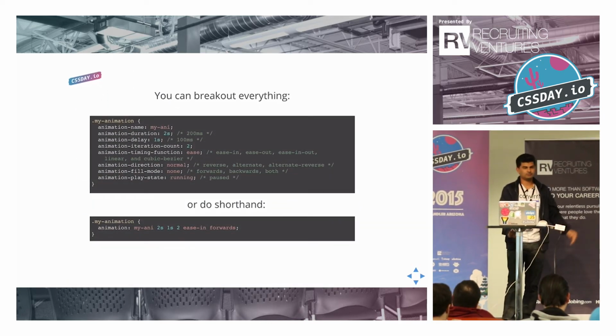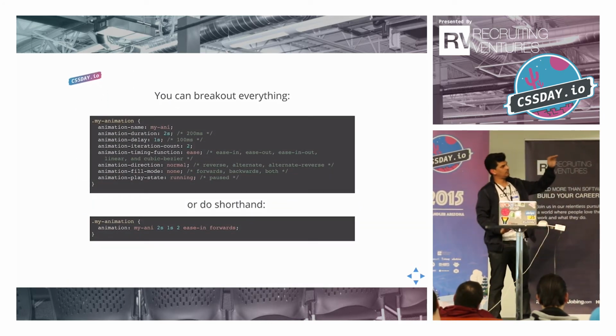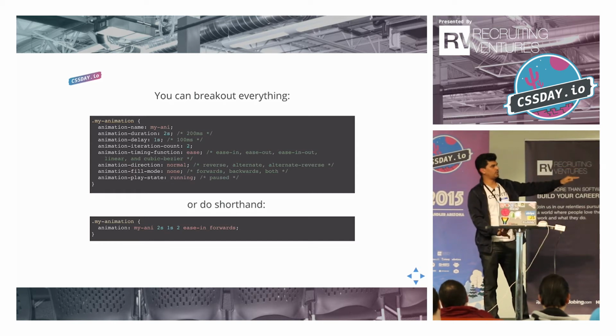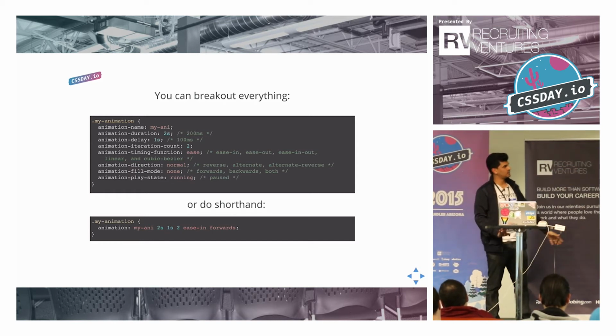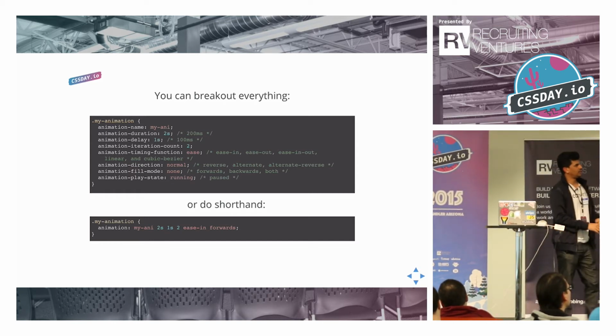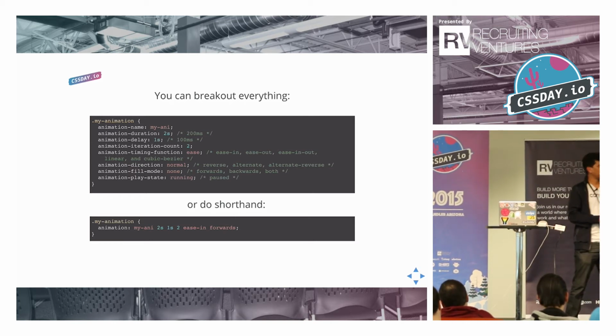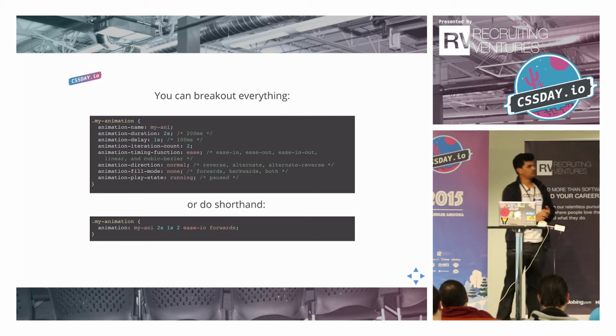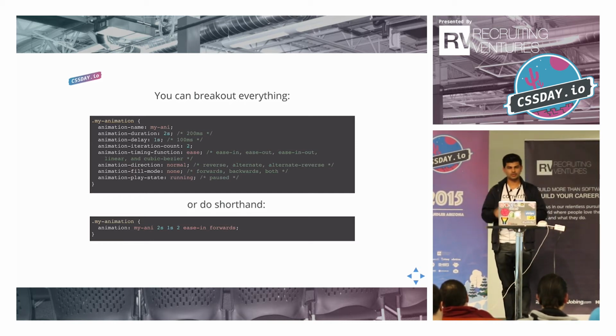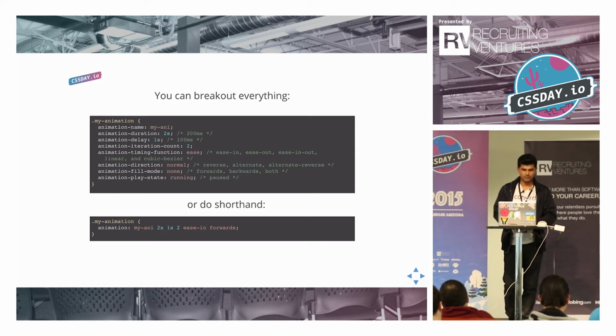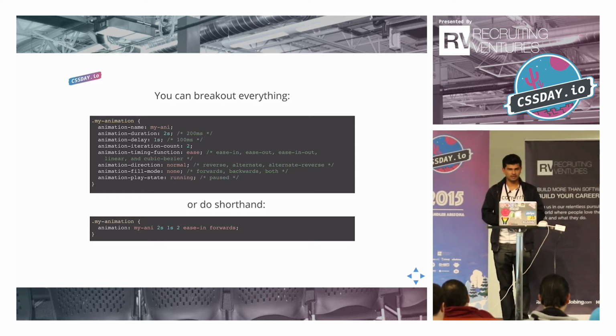You can change everything, go granular, or you can just write everything in one line. Here's a quick example. You can do animation name, duration, delay, iteration count, and then timing function. You can do the direction, so it works on the y-axis and x-axis. You can do fill mode, so you can literally do the fill property for it, and then play state.